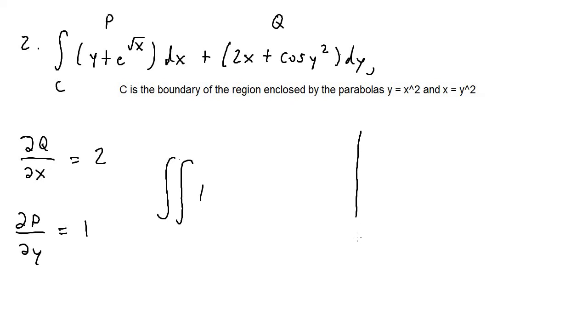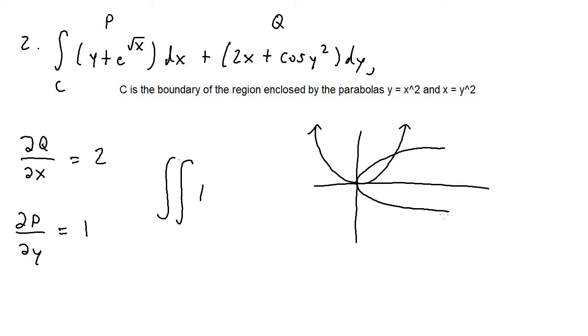So C is going to be the boundary of the region enclosed by the parabolas y = x², which looks something like this, and then x = y², which looks something like this. So we are basically looking at the region here. Now taking a look at both equations, I'm going to solve for y. So y = x² is already solved for y, we just keep it as it is. And if we solve x = y² for y, we just take the square root. So we get y = ±√x.